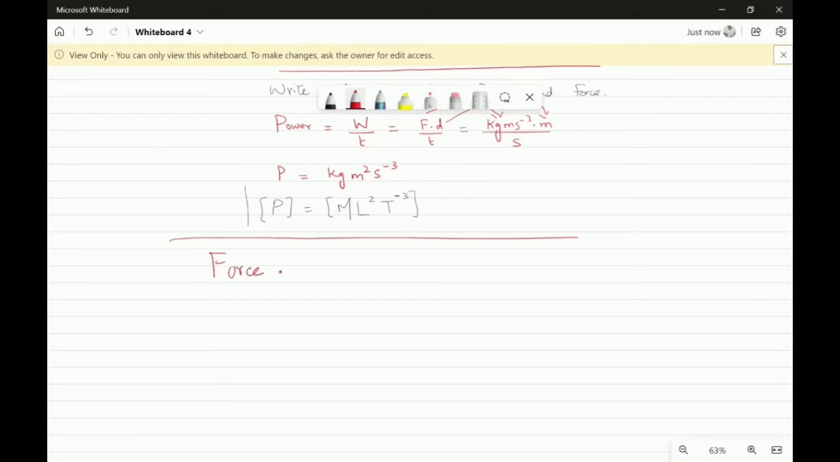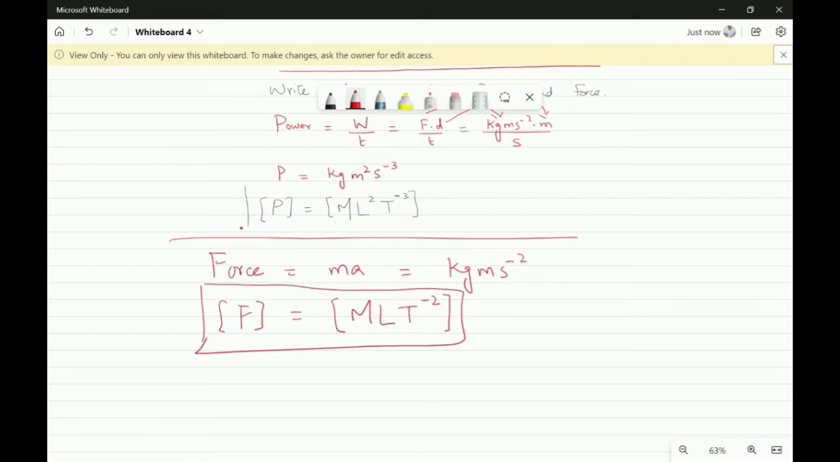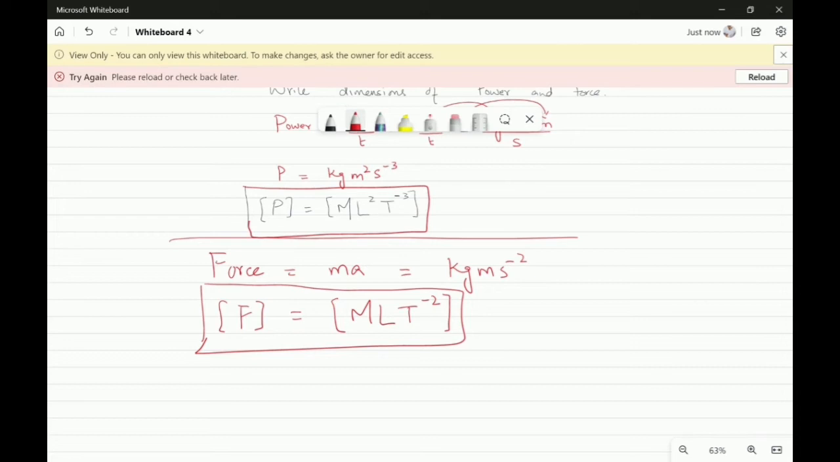The second one is for force. What is the formula for force? That is ma. The unit for mass is kilogram, and for acceleration it is meter per second square. Now writing dimensions directly, they must be inside square brackets. For kilogram it is capital M because it is mass. For meter it is capital L, and for time it is capital T with power minus 2. So these are the dimensions for force and for power. I hope till here you got everything.